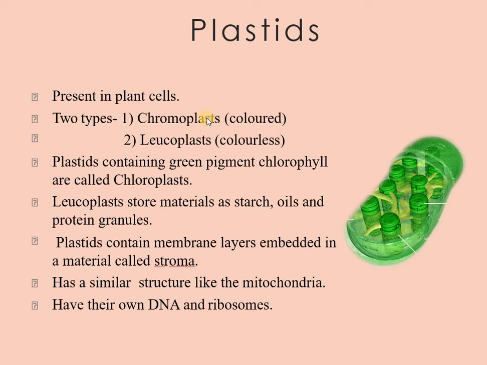The chromoplasts are the colored plastids which occur in the cells that are exposed to sunlight. This has got two subtypes, the non-green chromoplasts and the green chromoplasts. The chromoplasts having light-absorbing green pigment chlorophyll are known as chloroplasts or the green plastids.